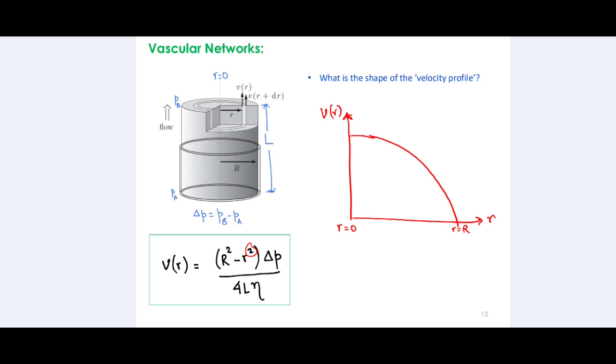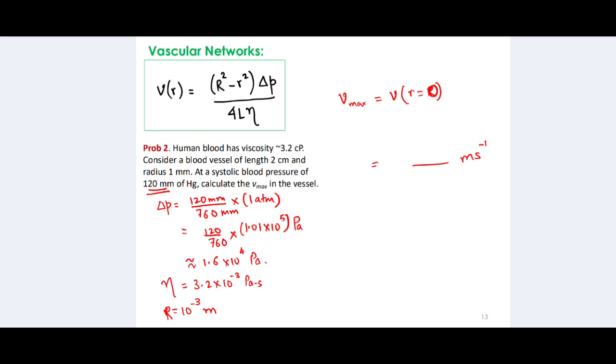Okay. So now with that done, let us look at a problem. Human blood is 3.2 times more viscous than water. Remember water's viscosity is 1 centipoise. So you can think of centipoise as scaled as per the viscosity of water at room temperature. Blood is 3.2 times more viscous. Consider your blood vessel of 2 centimeters length, radius 1 millimeter, systolic blood pressure of 120 millimeters of mercury, calculate Vmax. Straightforward. Just do the unit conversion, plug it in.